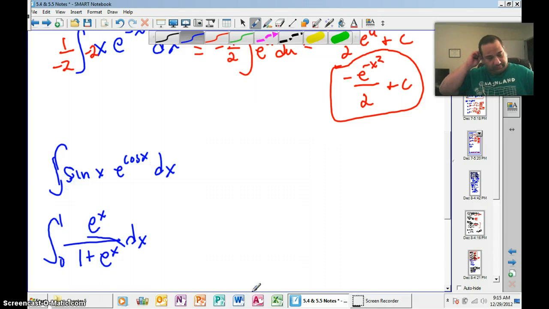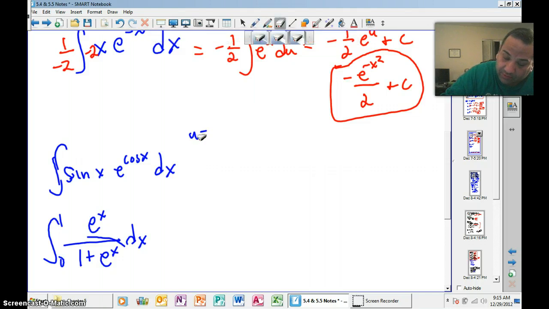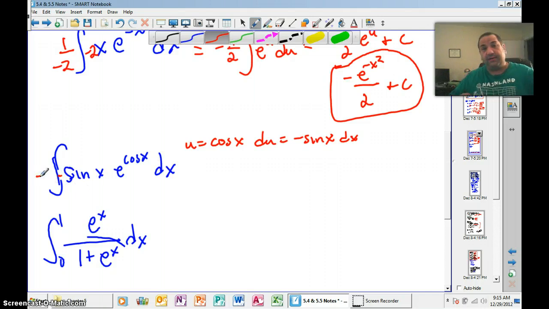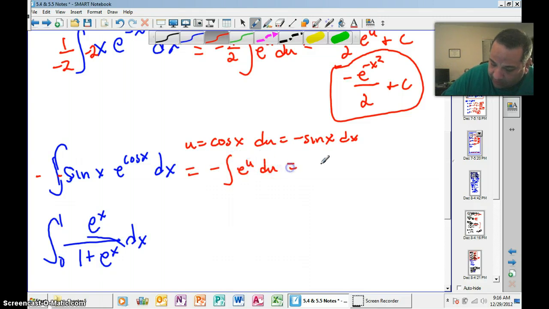Alright, next one. So here I go. I'm going to set u equal to, oh, I want to stay in red to show you what's not given. U equals cosine of x. Du is equal to negative sine x dx. And holy cow, I have sine x dx, but I need to make it negative, so I need to make outside negative. Alright? Multiply by negative 1, divide by negative 1, same deal. So you're going to get negative integral of e to the u du, which is just negative e to the cosine of x plus c.